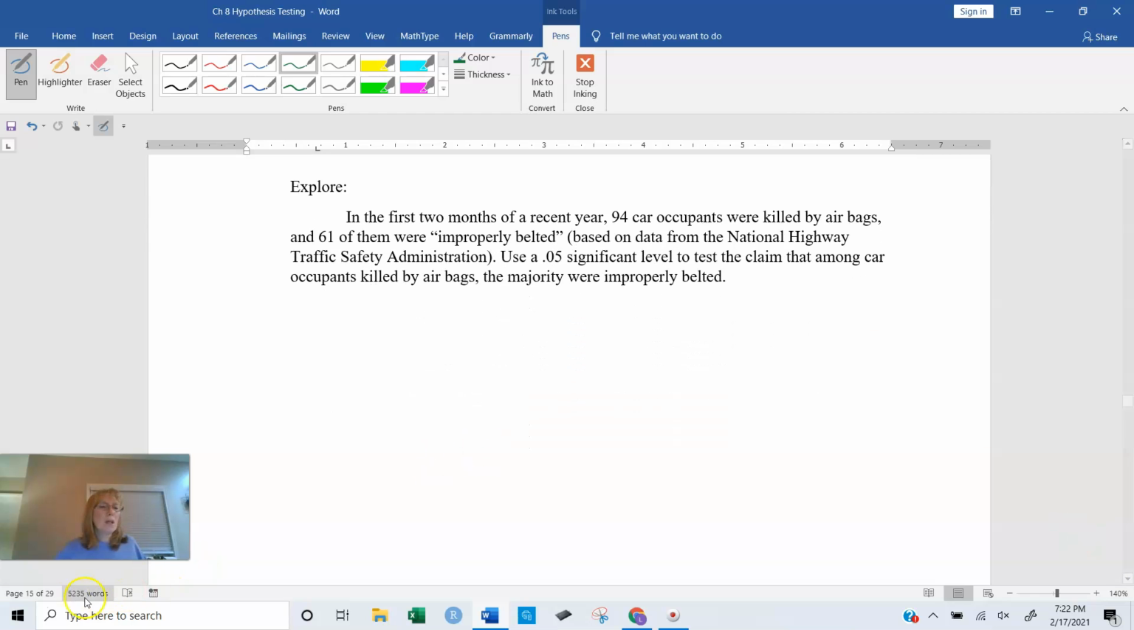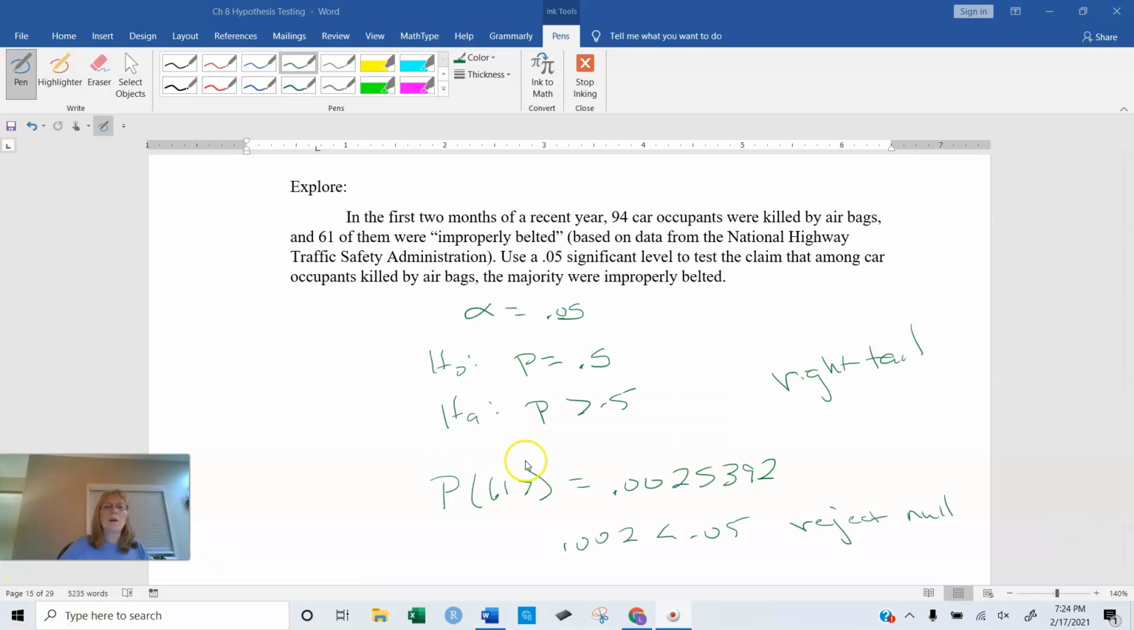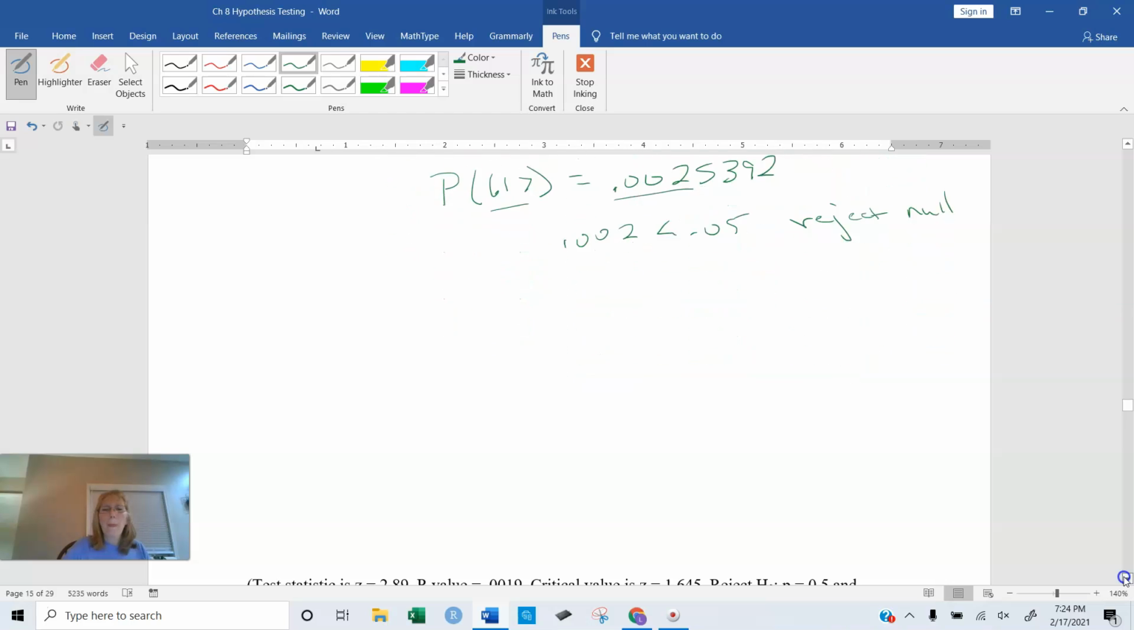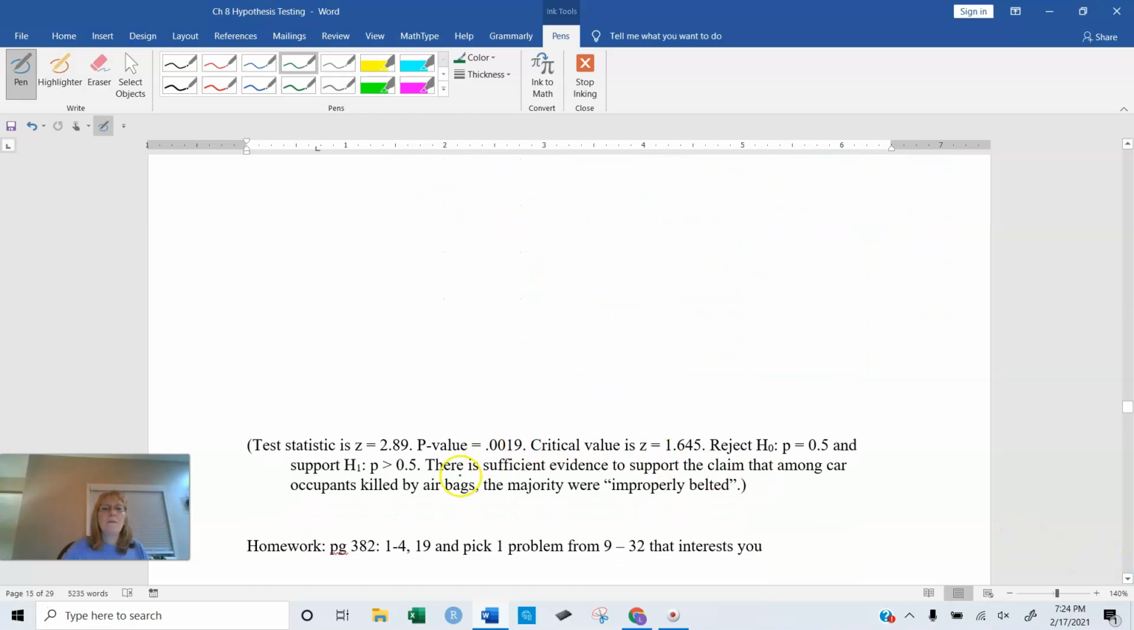All right, pause and try yours. All right, I hope you did a good job on your hypothesis testing. So we have alpha is 0.05, we have our null and our alternative. We want to know if 61 is greater than, so we plug that into your StatDisk. You got 0.002539. 0.002 is less than 0.05, so you reject the null. So your statement should have been, there is sufficient evidence to support the claim that among car occupants killed by airbags, the majority were improperly belted.